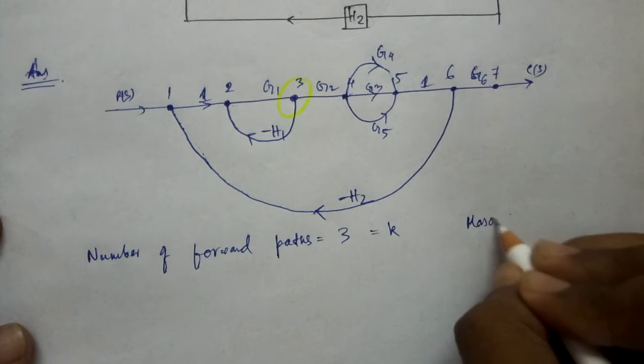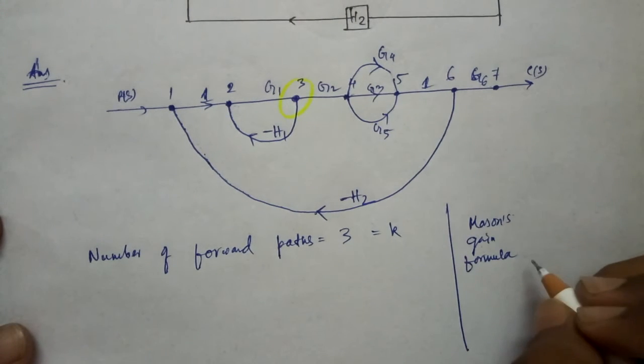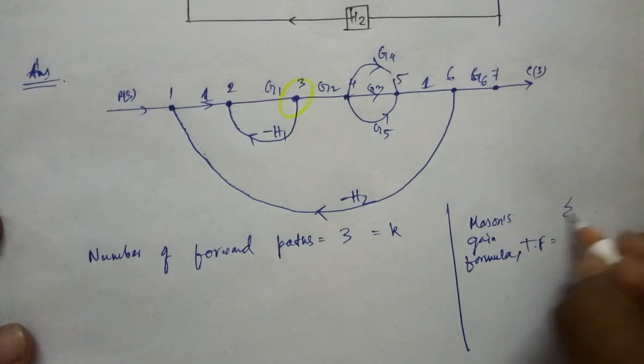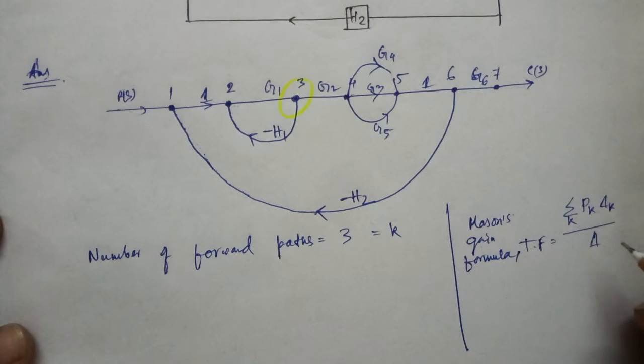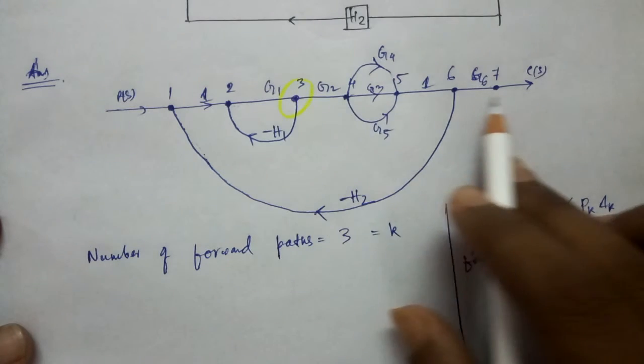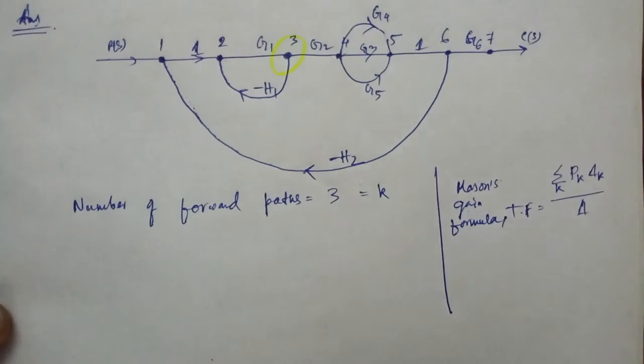We have seen that in Mason's gain formula, the transfer function value will be the summation over k, the number of forward paths, of Pk delta k by delta. Here the k value is 3, which means P1 delta 1 plus P2 delta 2 plus P3 delta 3. P1 is the forward path gain of forward path 1. Delta k will be 1 minus the gain of the non-touching loops of that forward path. Later on we will find out the delta k value. First let us find out the forward path gain values.